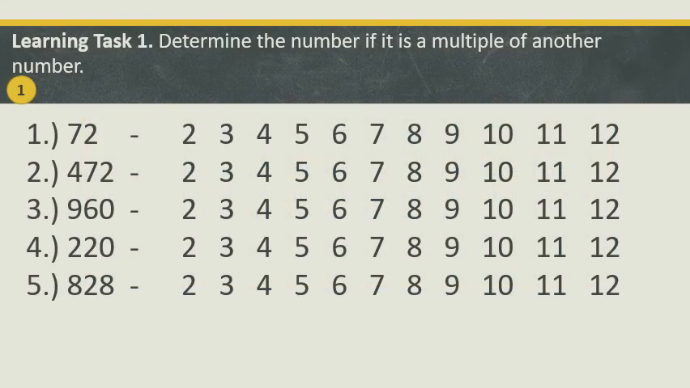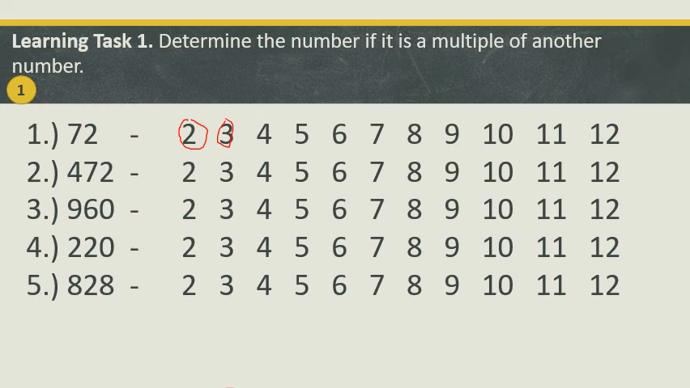So, before we start, so let us first determine the number if it is a multiple of another number. So, tingnan natin yung 2. So, yung number 1. So, yung 72, so since siya ay nagtatapos sa even number, so siya po ay divisible sa 2. Sa 3, tingnan nga natin. So, 7 plus 2 is 9. So, ito po ay divisible sa 3.